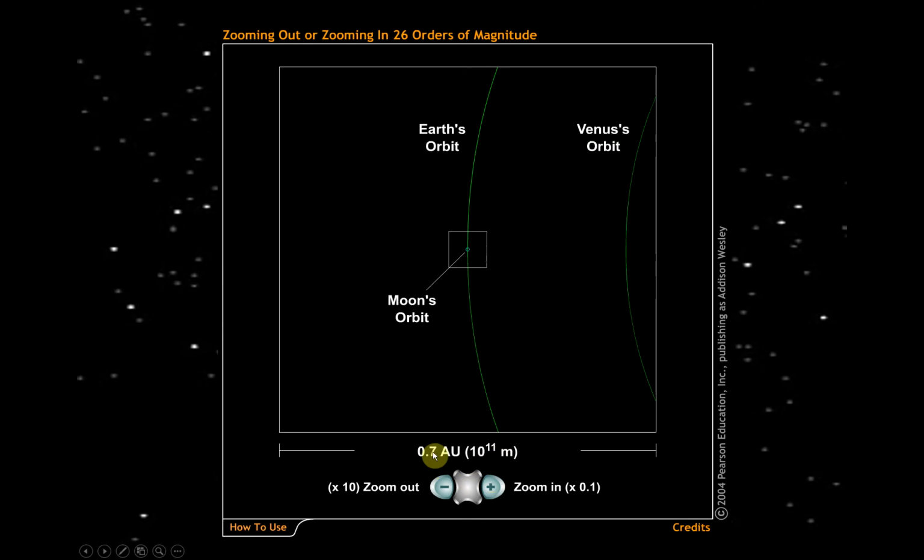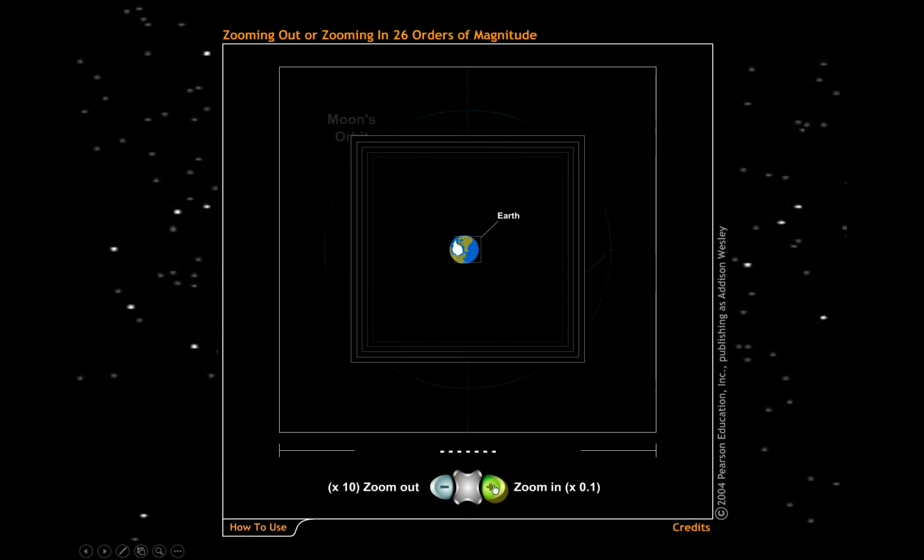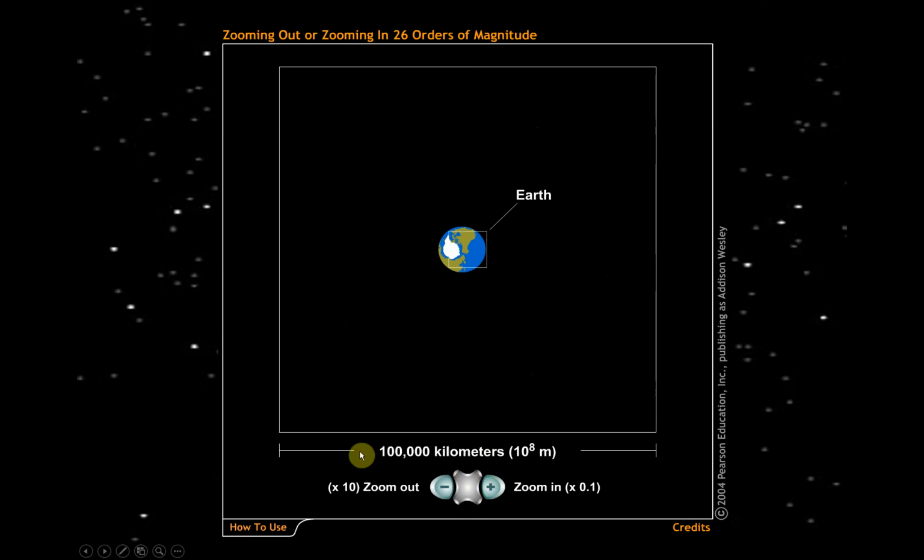Once you start getting lower than about 1 astronomical unit, it's probably time to start talking in terms of kilometers. So now we're at about 10 million kilometers, and the Moon's orbit starts to be resolved. Zoom in more. Here's the Earth, here's the Moon. Now we're at about 1 million kilometers. Less than 1 million kilometers, 100,000 kilometers, and we start to see our planet.